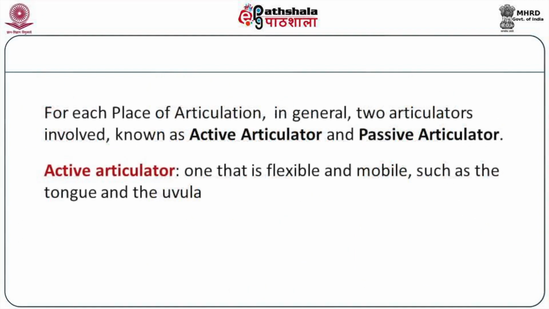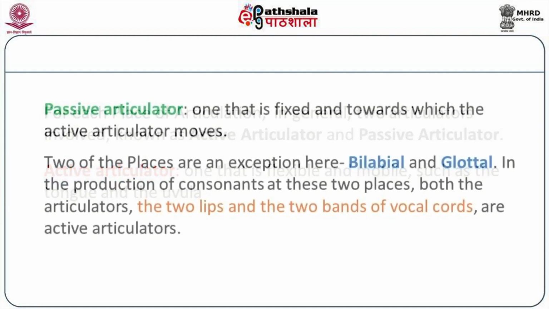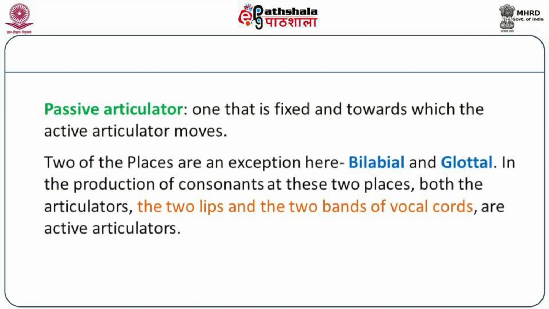Now, you notice that for each place of articulation in general, there are 2 articulators involved. They are known as active articulator and passive articulator. The basic difference between the 2 articulators is that in one, namely active articulator, the articulators are flexible and mobile, such as the tongue and the uvula. The passive articulators, on the other hand, are fixed and towards which the active articulator moves, such as the teeth or the hard palate.